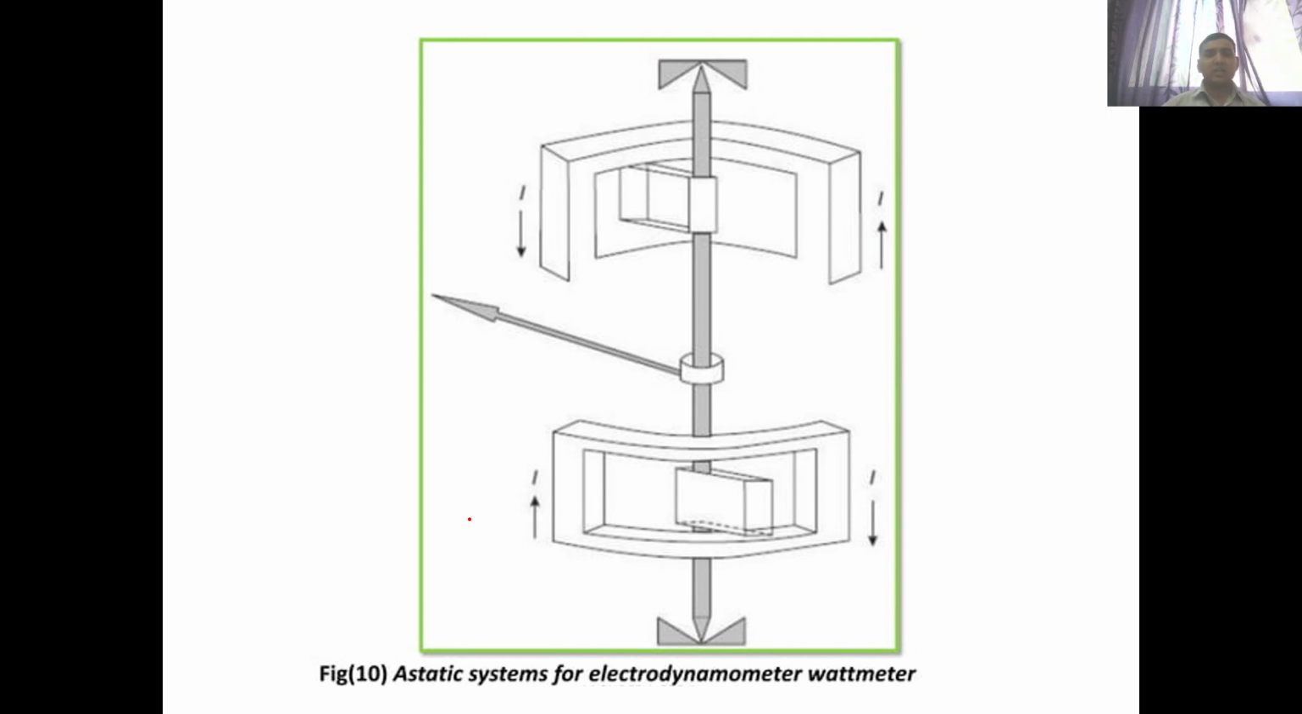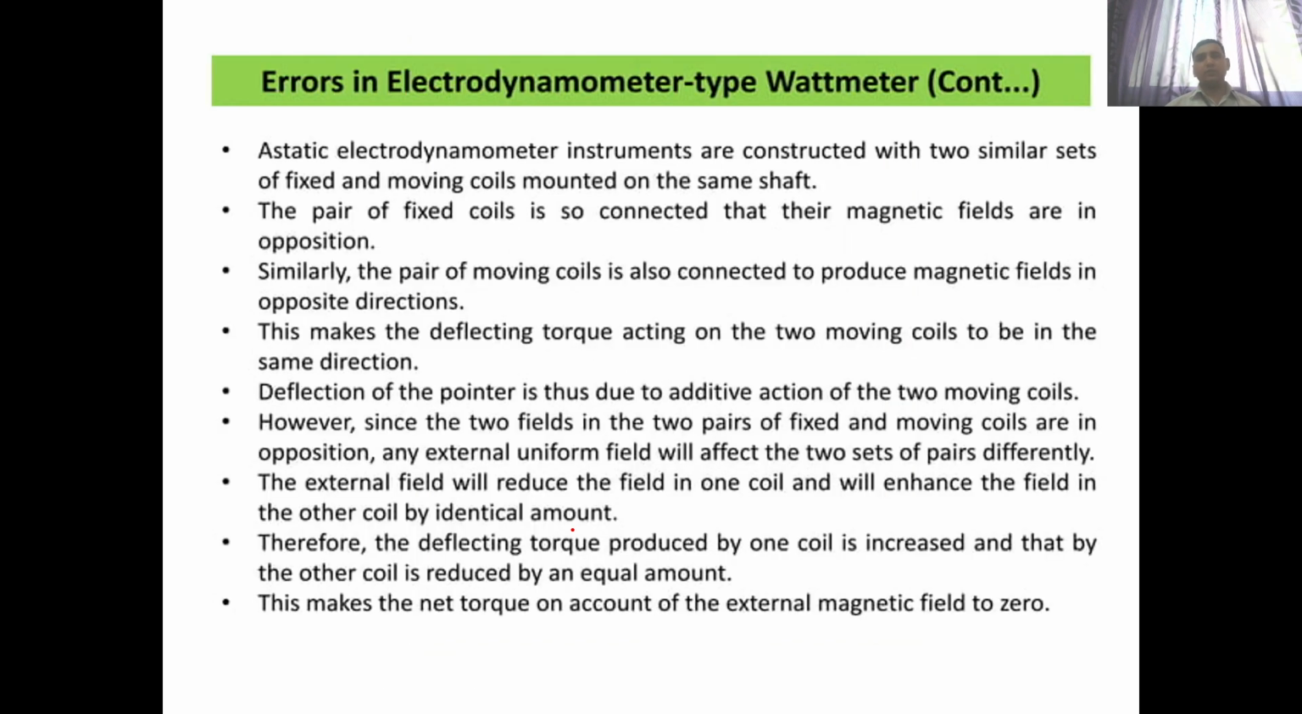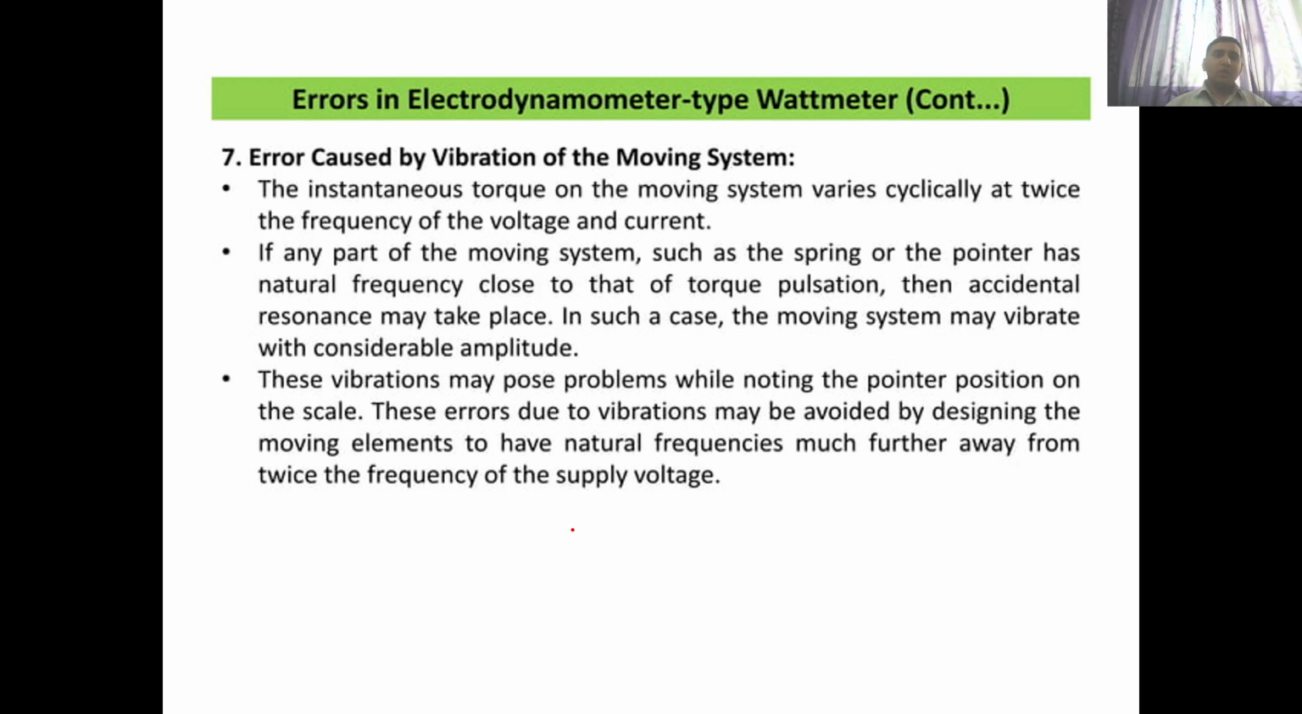One suggested diagram shows where we provide some external shielding. The overall construction of this EMC instrument uses two similar sets. As we see in the diagram, the pairs are connected to produce magnetic fields that oppose each other, so the net magnetic field is zero.